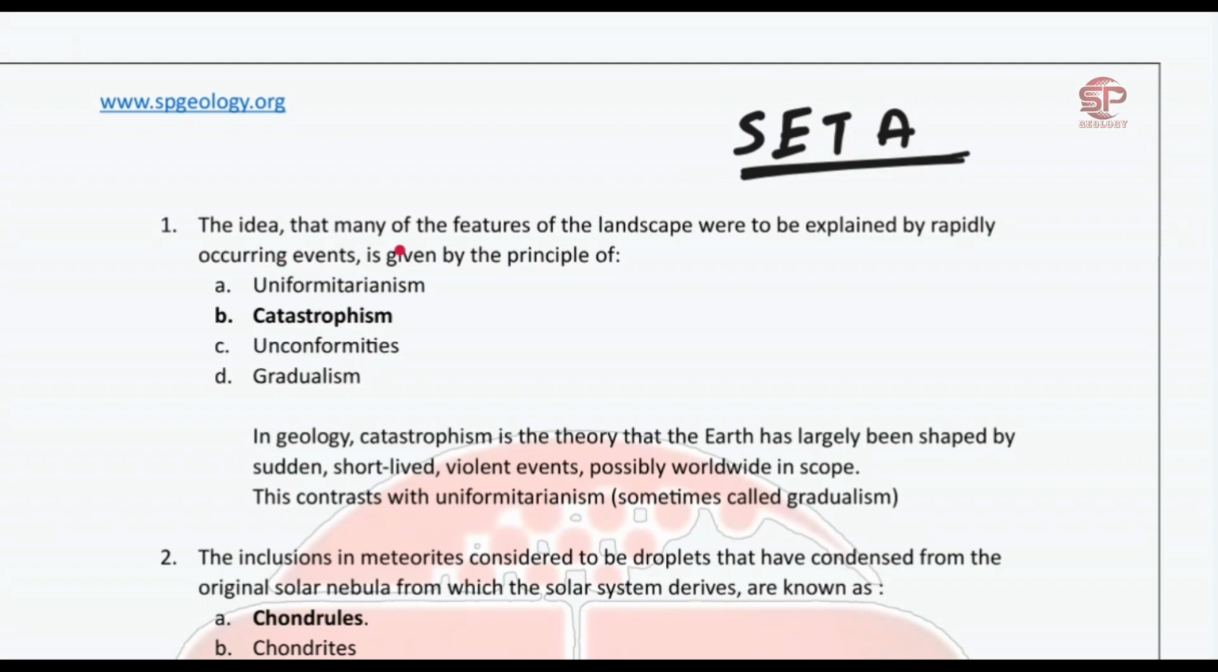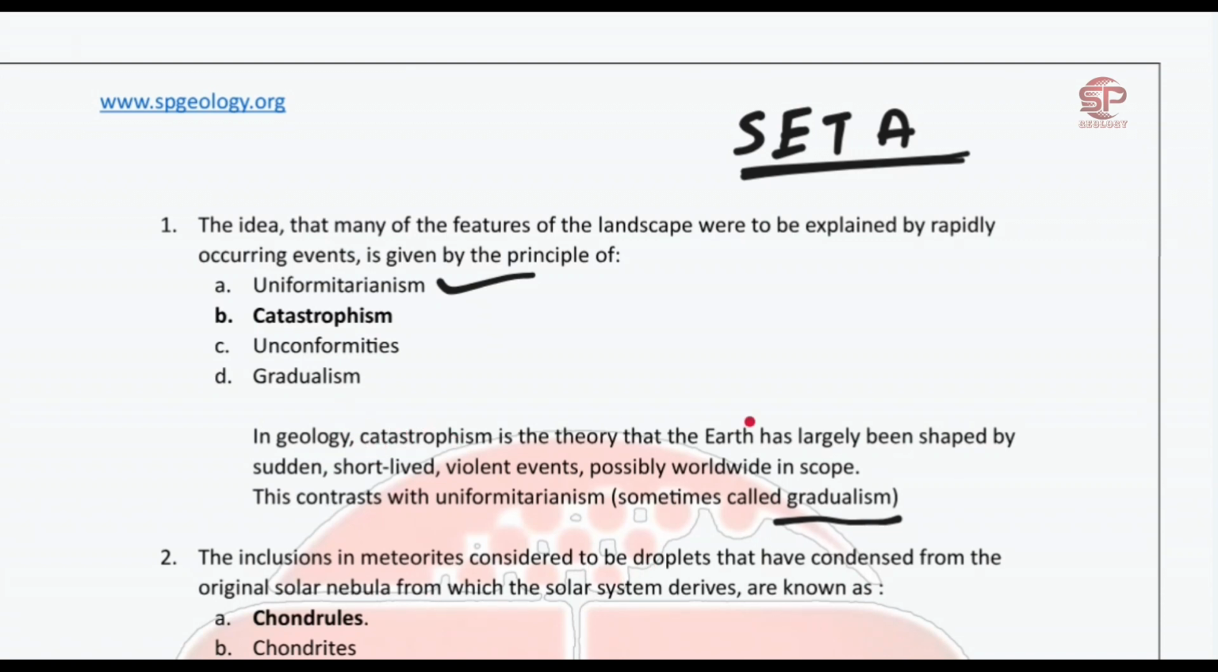So number one, the idea that many of the features of the landscape were to be explained by rapidly occurring events. It is a principle that is given by what? So passing also uniformitarianism. Uniformitarianism is a very slow process. In geology there is a concept called the law of uniformitarianism, where we see the present processes and assume about the past processes. Uniformitarian processes are very slow. That's also called gradualism.